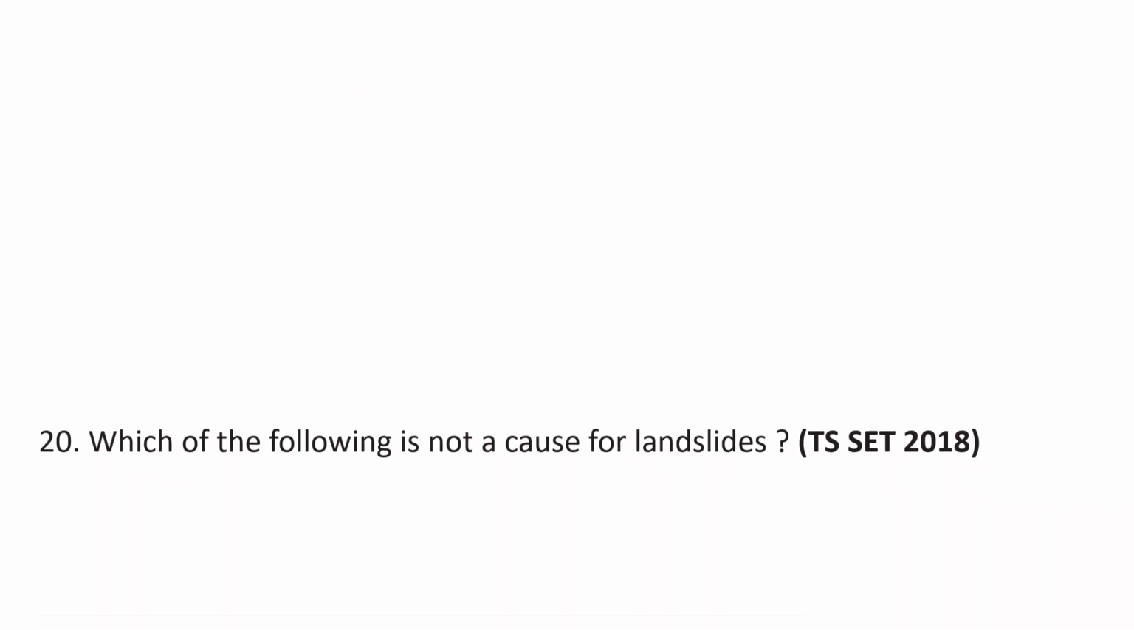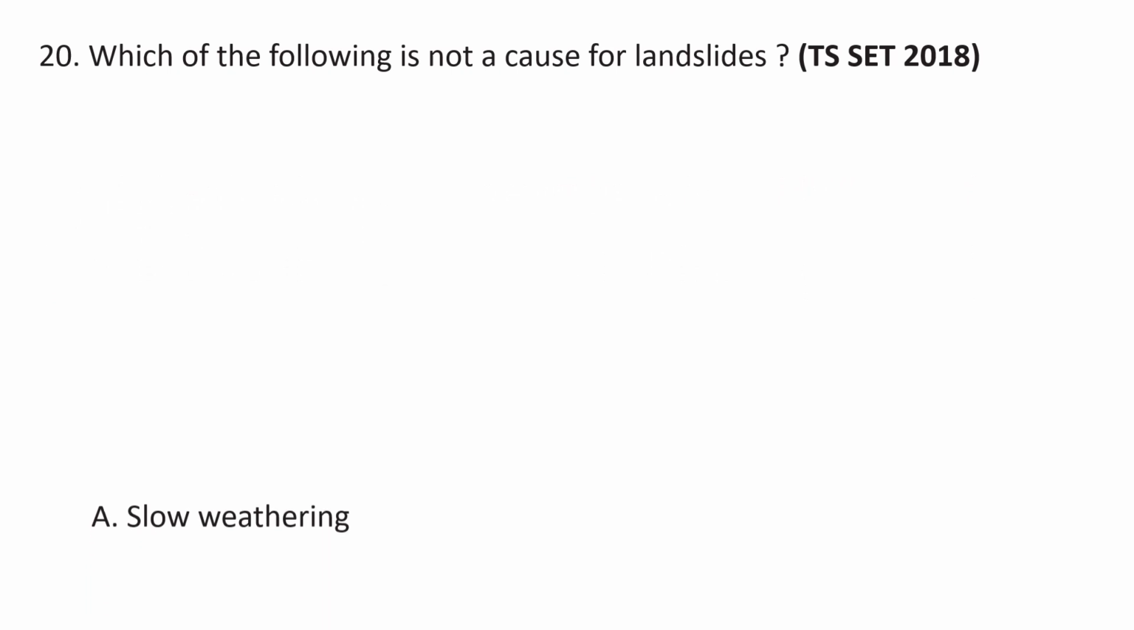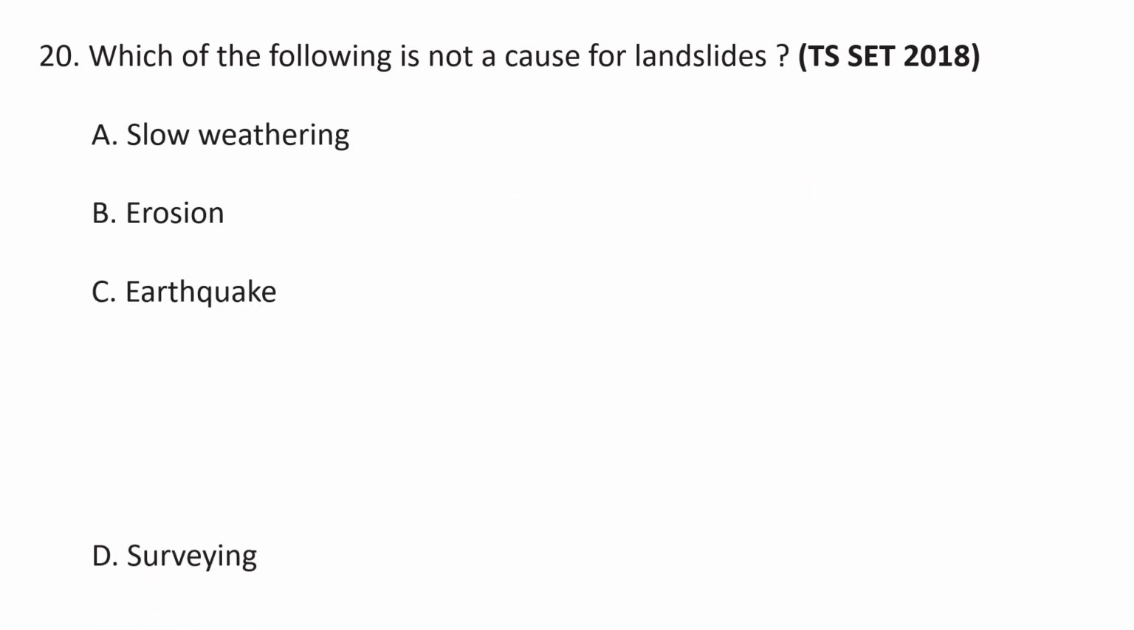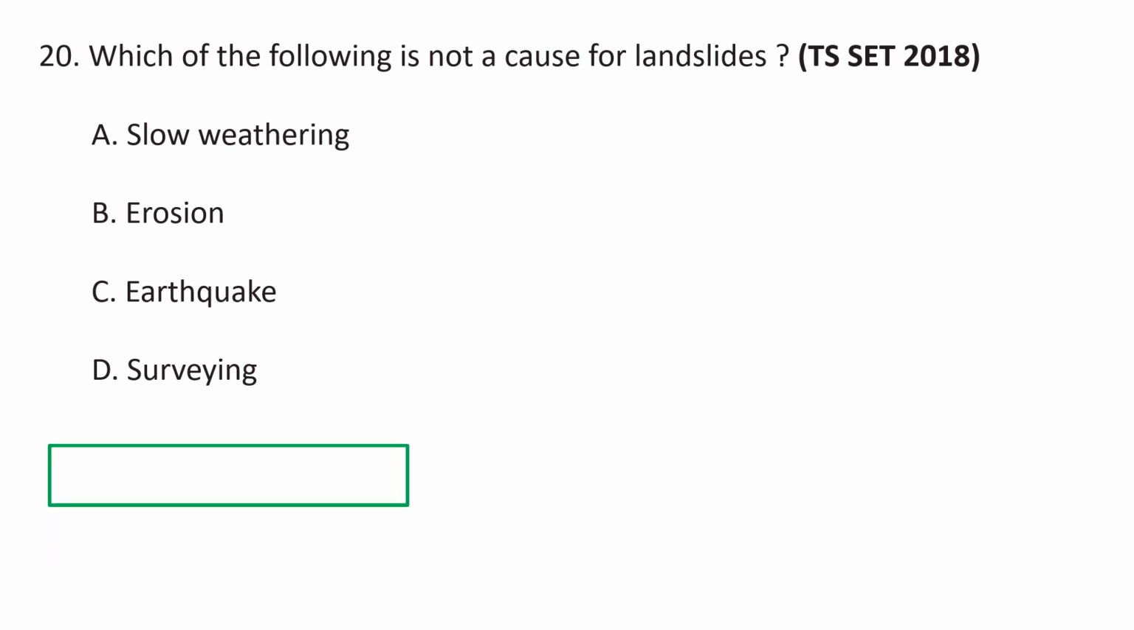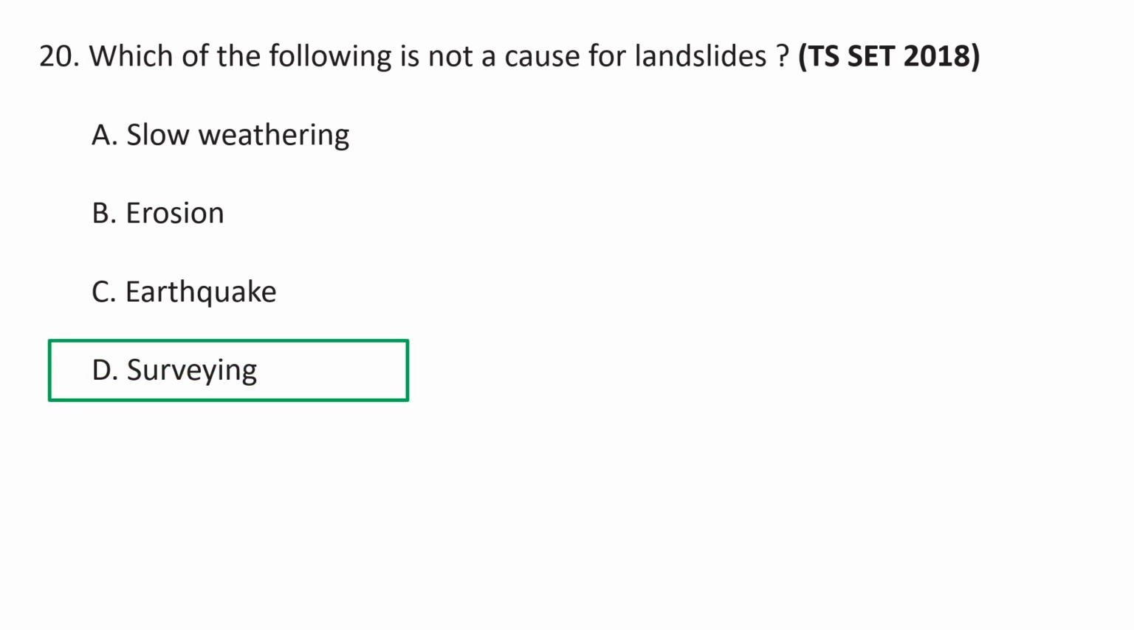Next question. Which one of the following is not a cause for landslides? A. Slow weathering, B. Erosion, C. Earthquake, D. Surveying. So A, B and C, slow weathering, erosion and earthquake, are all causes for landslides, but surveying is not a cause for landslides. So D is the correct answer.